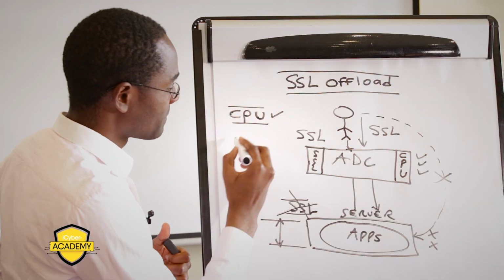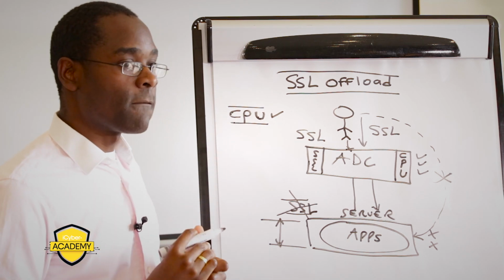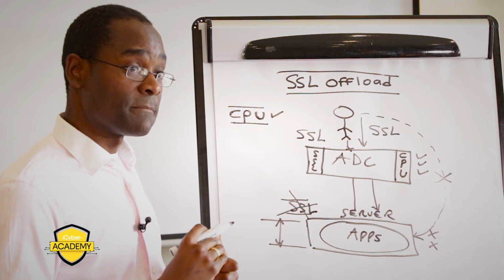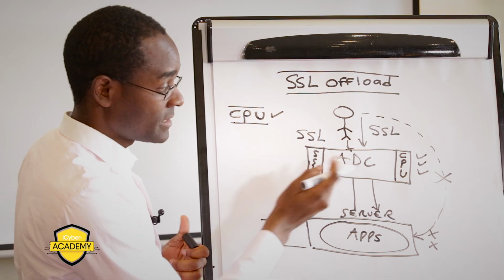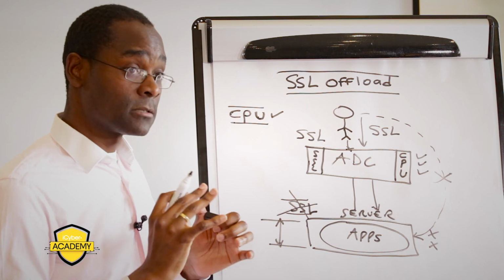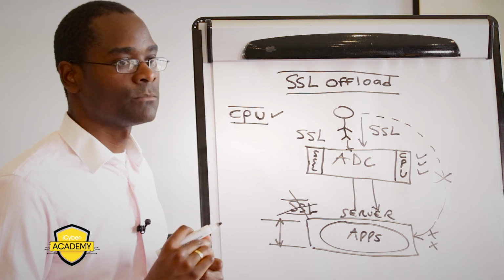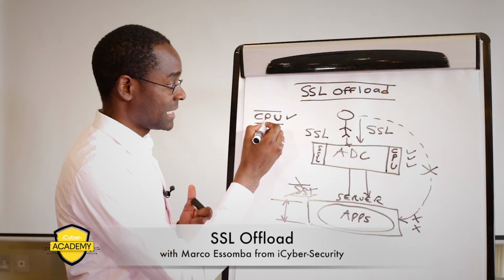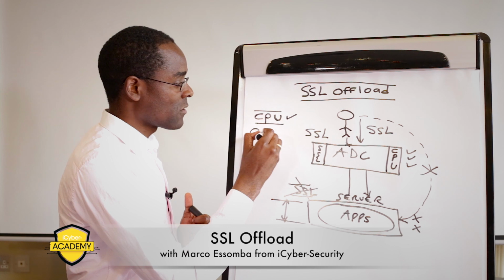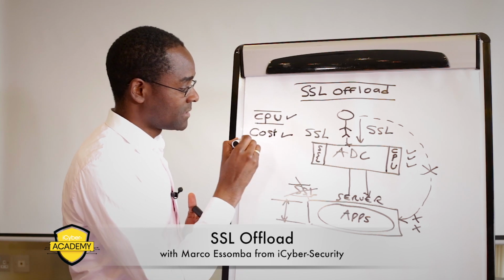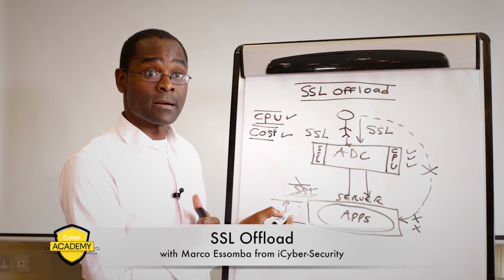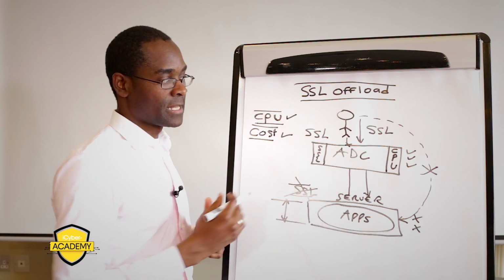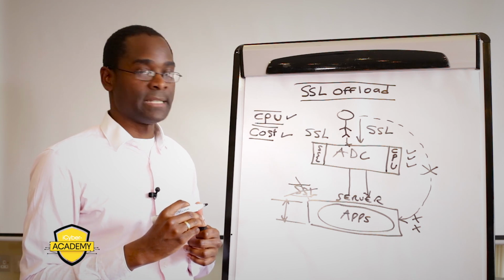Think about CPU. Think about offloading all the hard crypto work that the backend system has to do to another device that is dedicated and has special hardware to provide that functionality. So we save CPU, and potentially also save cost, because these backend systems do not have to be as expensive or as powerful, as all that functionality has now been offloaded to my ADC.